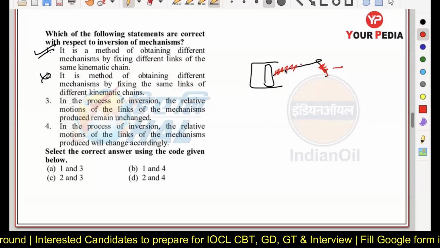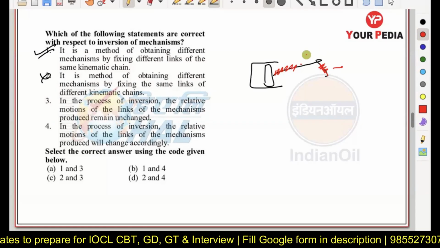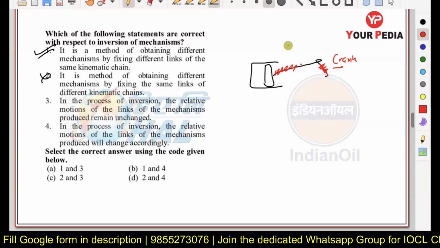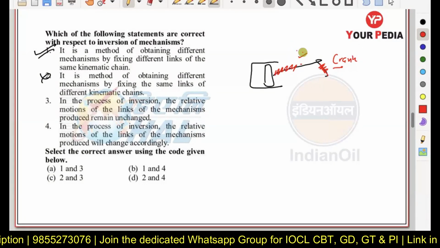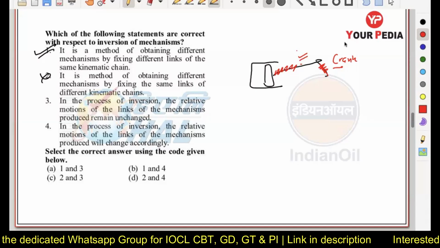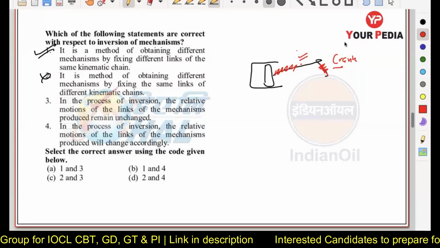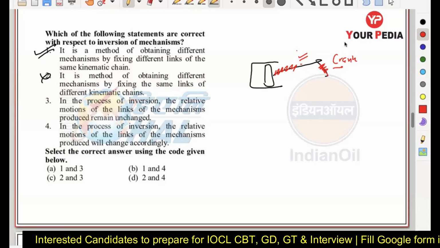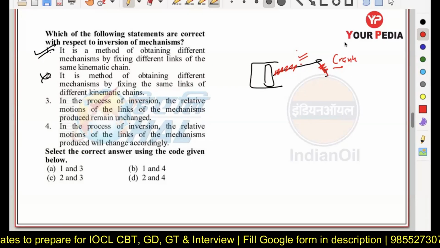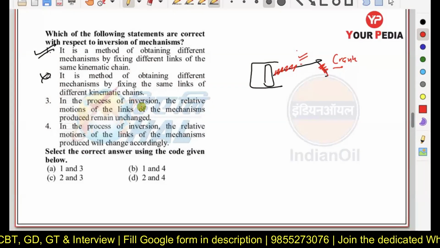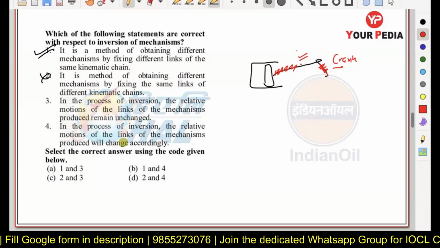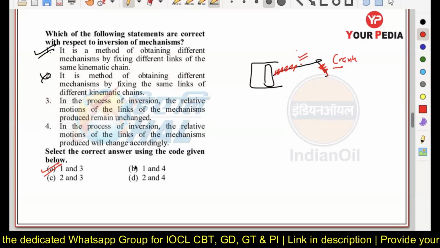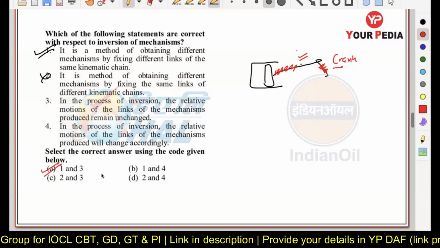Relative motion means the motion with respect to some other link. For example, if you are fixing the crank here, let us say. Now, if you observe with respect to the connecting rod, the crank is having some motion here, even though it is fixed. Similarly, if you are fixing the connecting rod, then the connecting rod is going to have some motion with respect to the crank. So I can say the relative motion remains unchanged, but absolute motion may get changed here. So option number A will be the correct answer here. Okay, now next part.